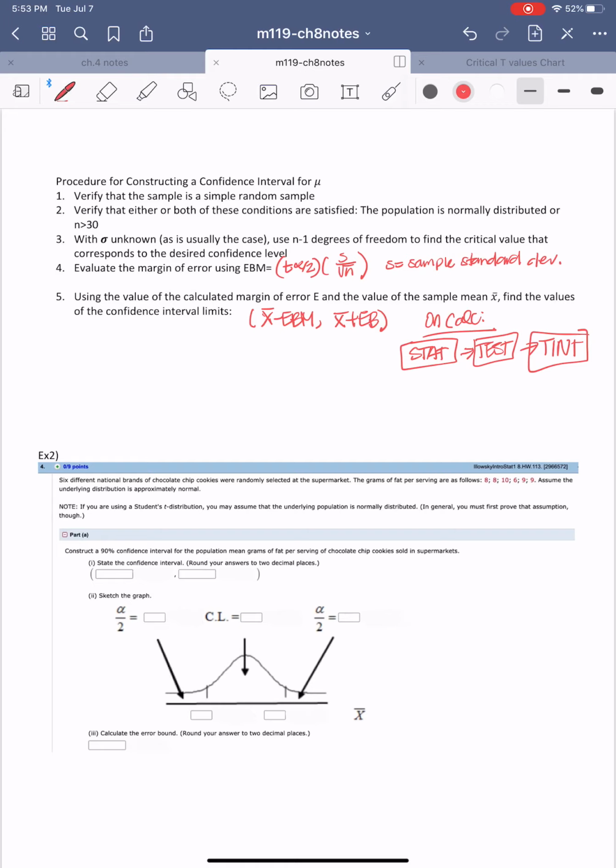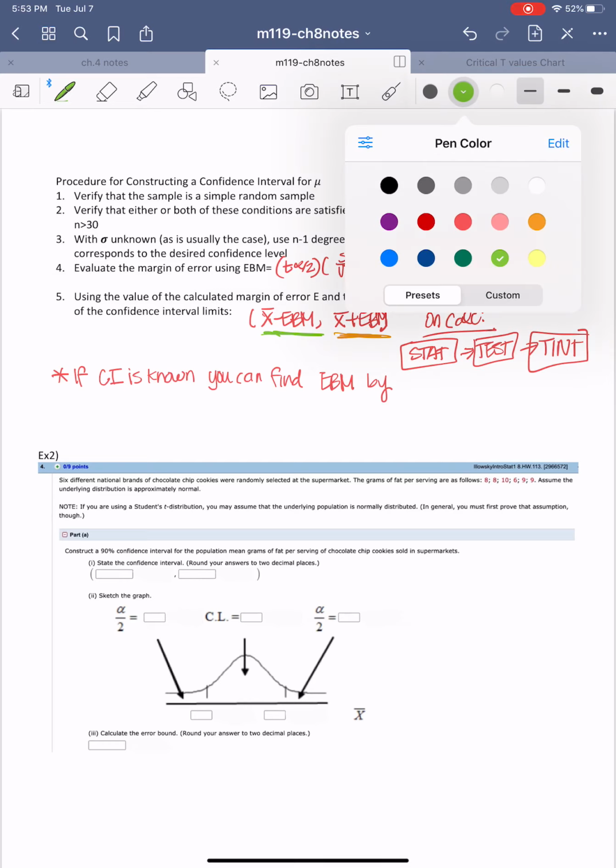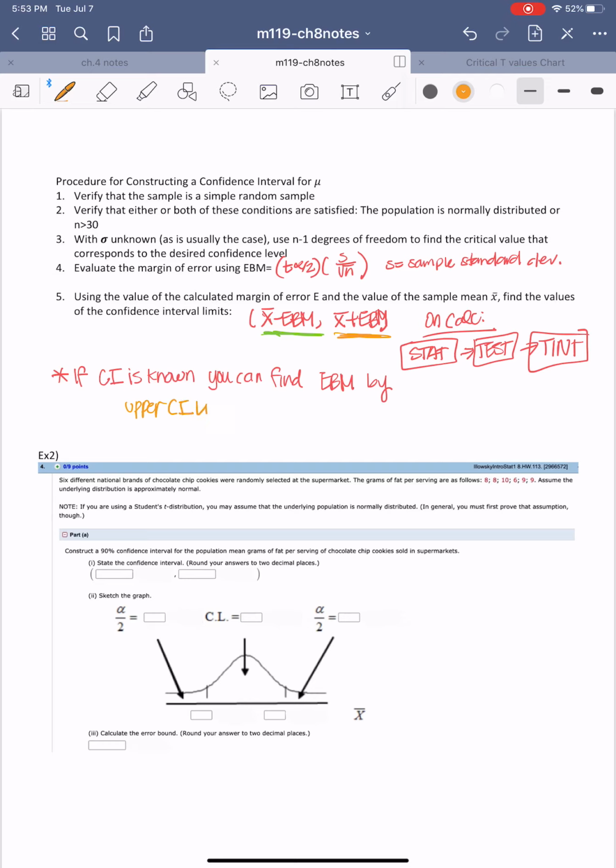All right. Another thing, if the confidence interval is known, just like we did it, you can find EBM by subtracting: upper limit minus lower limit, divided by 2.